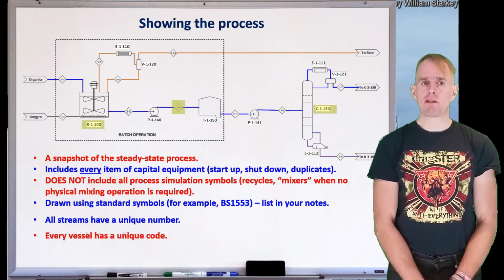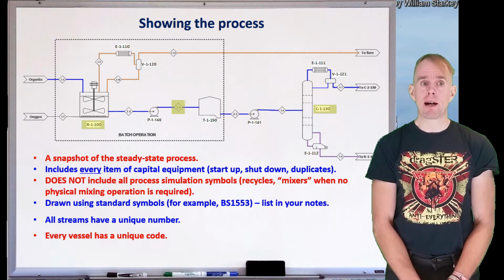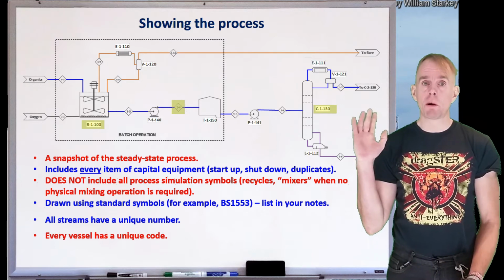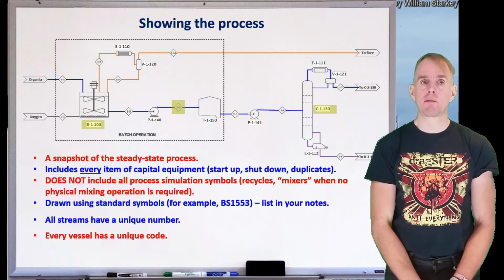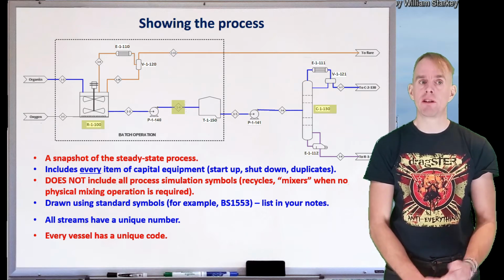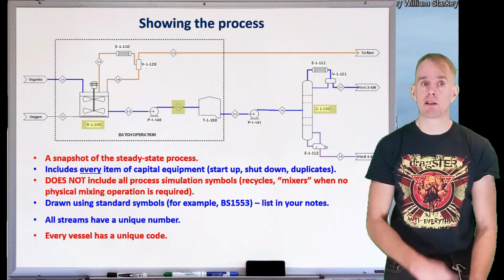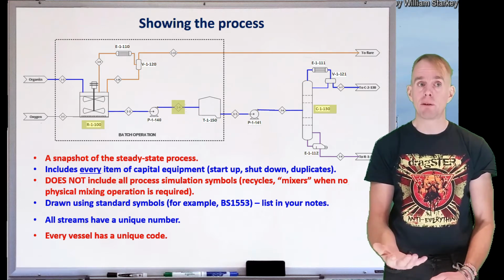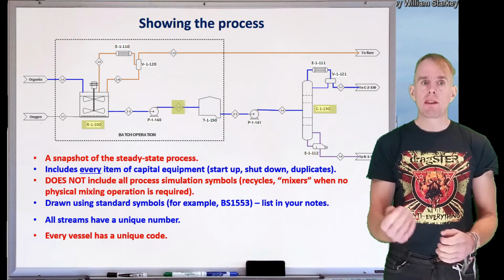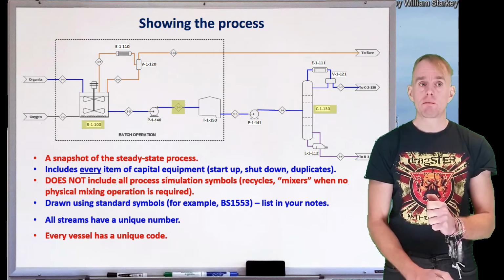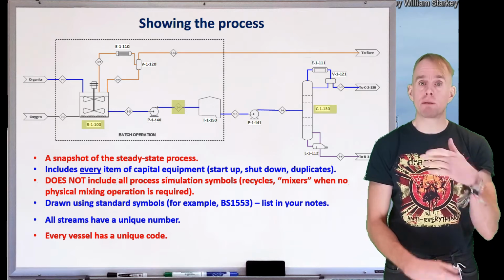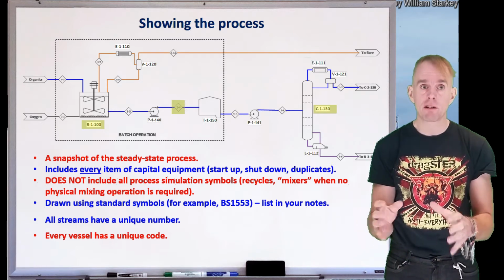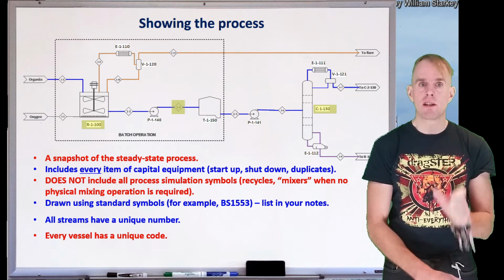Moreover, every vessel on the process flow diagram has a unique code. For example, the reactor here is R1-100. The separation column is C1-130. So there's a letter prefix: R for reactor, P for pump, C for column, T for tank, V for vessel, E for heat exchanger. And then there's a two-number set. The first number sometimes pertains to the process area. It is usual to divide a plant into a number of distinct areas. And then the second number is actually the unit code.